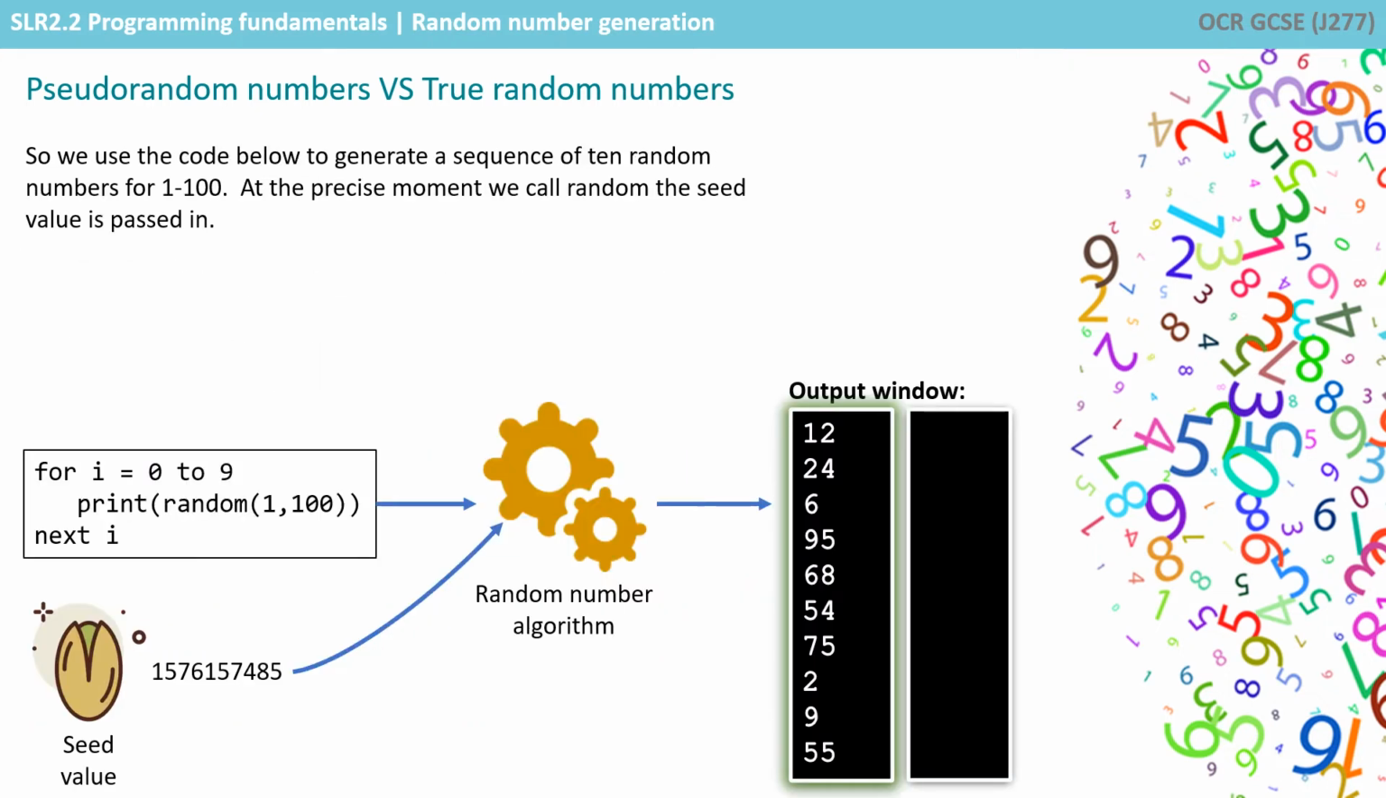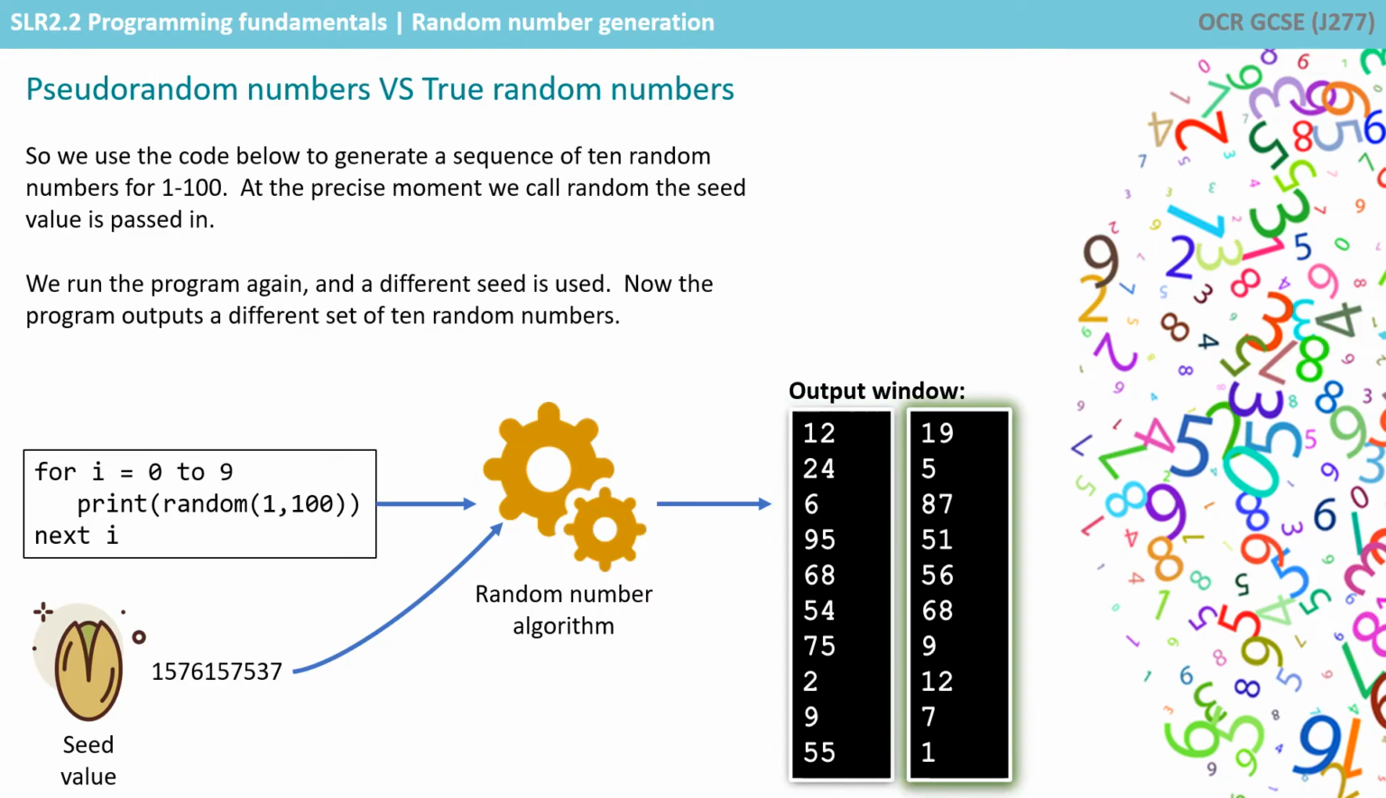So now imagine we call the code below again. At the precise moment that random is called, the seed value for the Unix epoch time is passed into the random number generator. It's used in the calculation and the random numbers are output. We then run the program again, and of course a different seed value is used. So now the program outputs a different set of 10 random numbers.